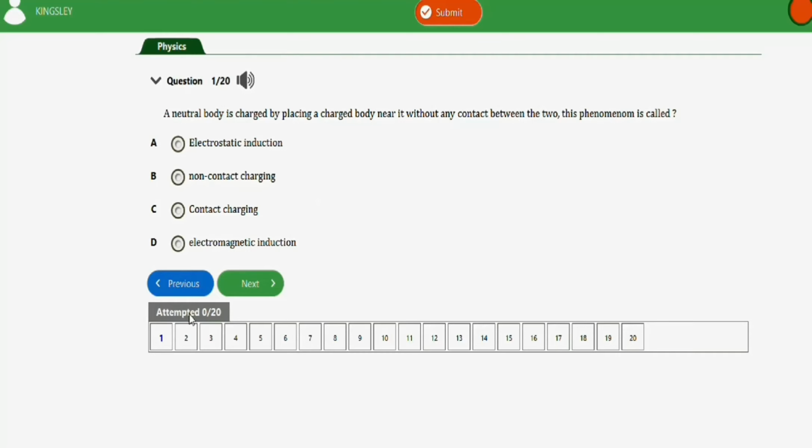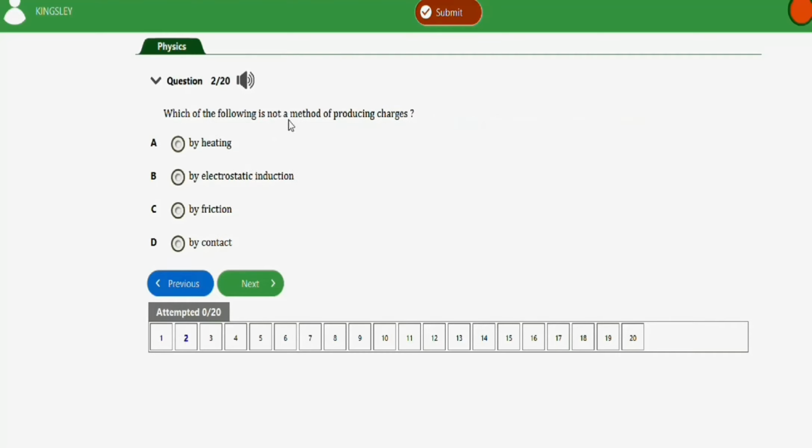The next repeated question will be this one. It says, which of the following is not a method of producing charges? We have by heating, by electrostatic induction, by friction, by contact. So the right option is option A, which is by heating. By heating is not a method of producing charges in electrostatics.